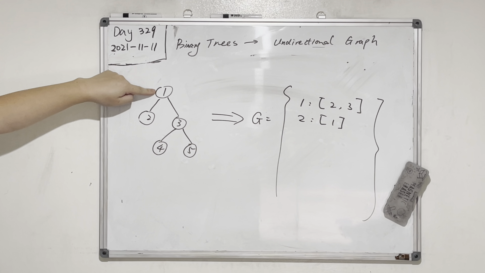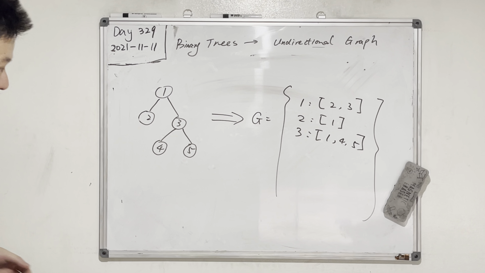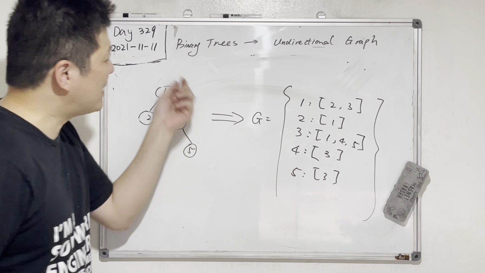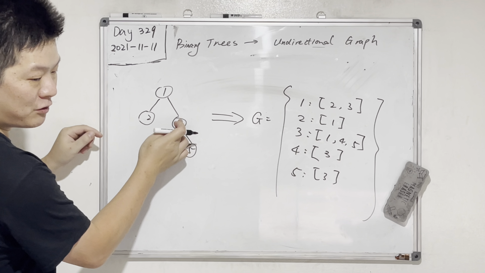Okay, so now 3, you tell me what should I put here? Put it in the list, what should I put? How many vertices does 3 connect to? 1, 4, 5. Yeah, well done. And then 4 is 3. And then 5 is 3. You see? So look, we converted this to an undirected graph because 1 connected to 3, 3 also connected to 1, right? Yeah, undirected graph.